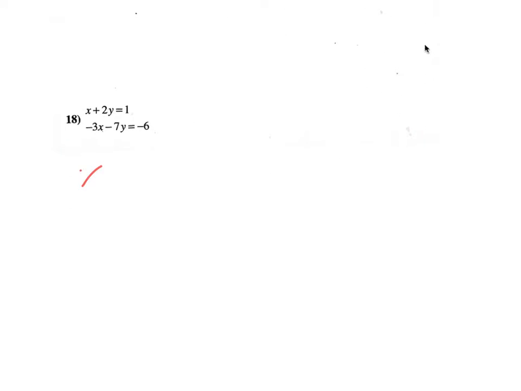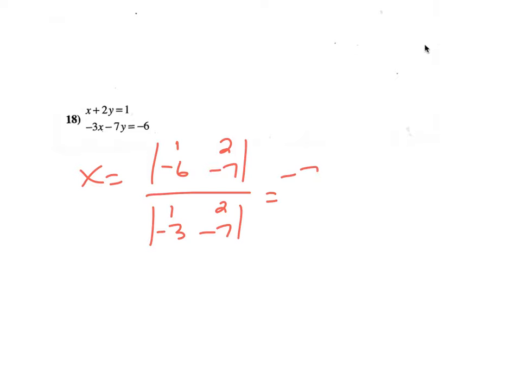If you're looking for X, don't use the X on the top. Use the 1 and the negative 6 instead. Your Y's are okay. On the bottom is always X, Y, X, Y. Do your first diagonal, negative 7. Second diagonal, negative 12. You always subtract. That's going to be 5. On the bottom, first diagonal, second diagonal, always subtract. So I get negative 5 for my X.